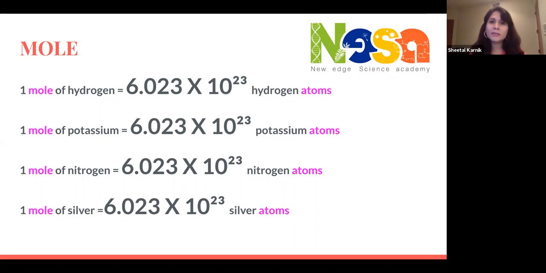Now, as you know, in chemistry, we don't just tackle atoms. We also work with molecules and compounds. Now, as you know, molecules are 2 or more atoms put together, and they could be the same type of atoms, or they could be different types of atoms. And molecules that have 2 or more different types of atoms are also called compounds. So let's see how this concept of mole applies to molecules or compounds.